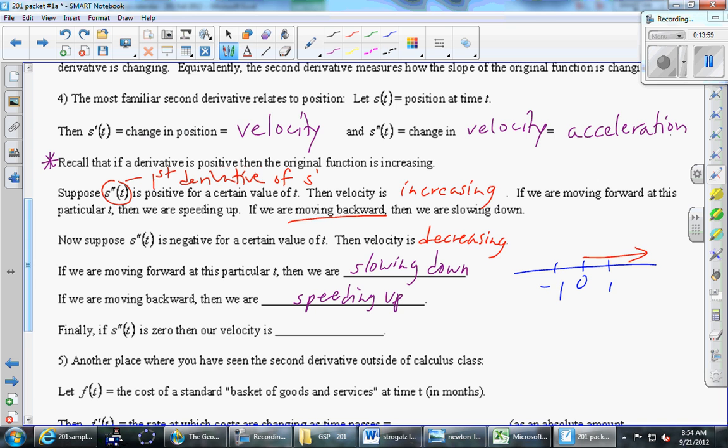Okay, and then finally here, if s double prime is 0, okay, let's take a moment. That means the first derivative of s prime is 0. If a derivative is 0, can you show me what the tangent line looks like? It's this horizontal thing, right? So if your derivative is 0, are you increasing? No. Are you decreasing? No. You are paused. You're not changing at all if your derivative is 0. So if s double prime is 0, then s prime is paused. So what is your velocity? Constant. Not changing. Horizontal.